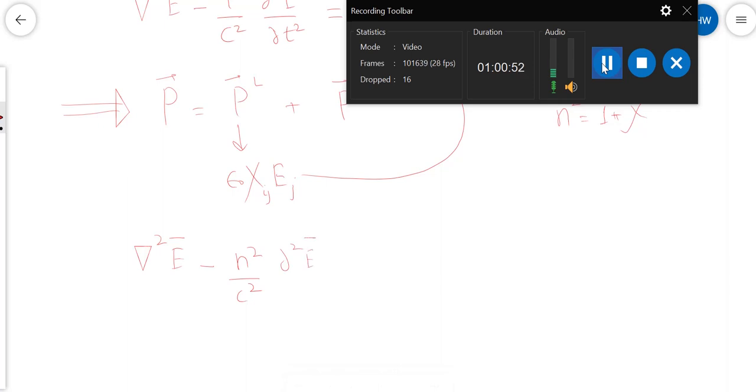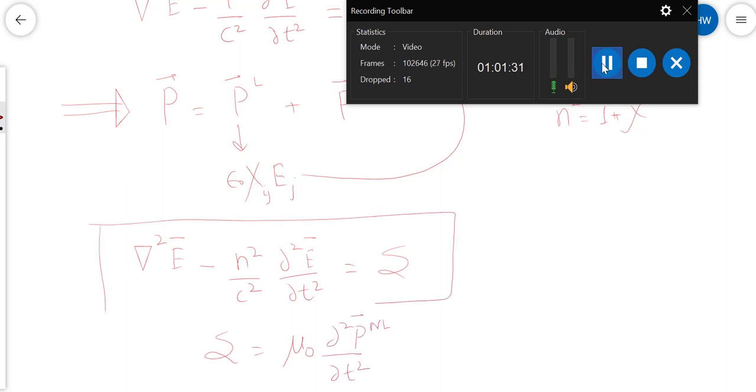So once I get the linear part there, if I substitute these linear and nonlinear parts like that, what I get is basically the following. I get del square E is minus n square by c square. This is a contribution coming from the linear part of the susceptibility. And on the right hand side, I have a source term, which is basically mu naught dou square P, but now this P is the nonlinear P, over dou t square.